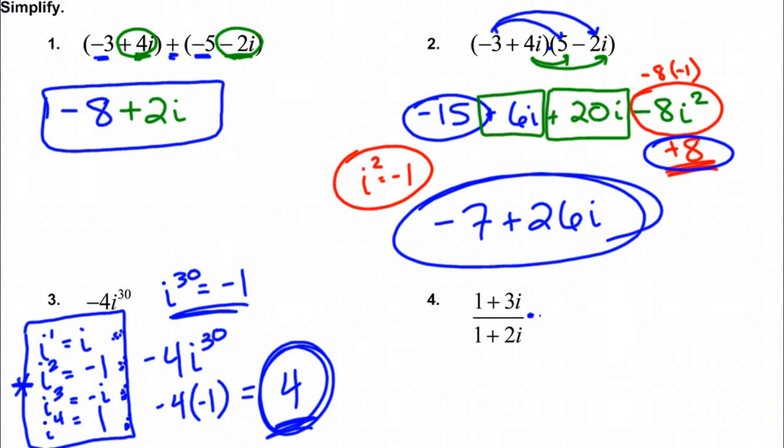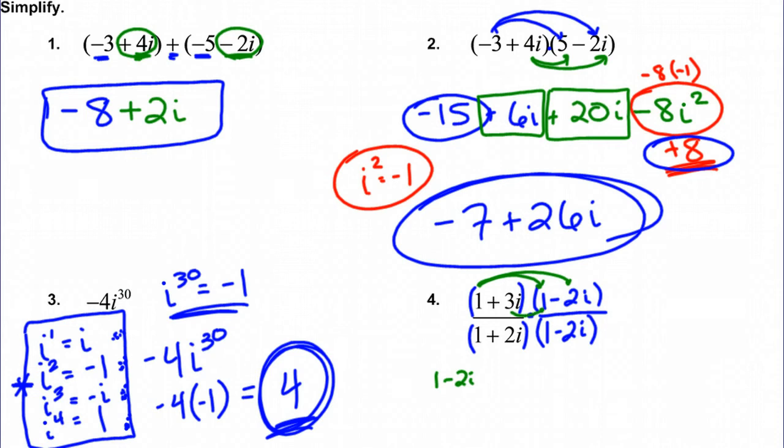Well, the conjugate of 1 plus 2i is 1 minus 2i. So we'll take 1 minus 2i, and we will multiply that to the top and the bottom of the fraction. And in this case, we're going to use the FOIL method, just like we did before. We have 1 times 1, so that's 1, of course. 1 times minus 2i would be minus 2i. 3i times 1 would be plus 3i. 3i times -2i is going to be -6i squared, and we'll address that in just a second.